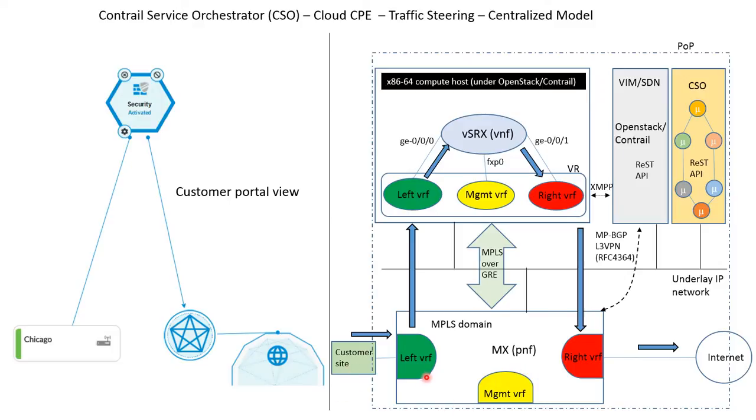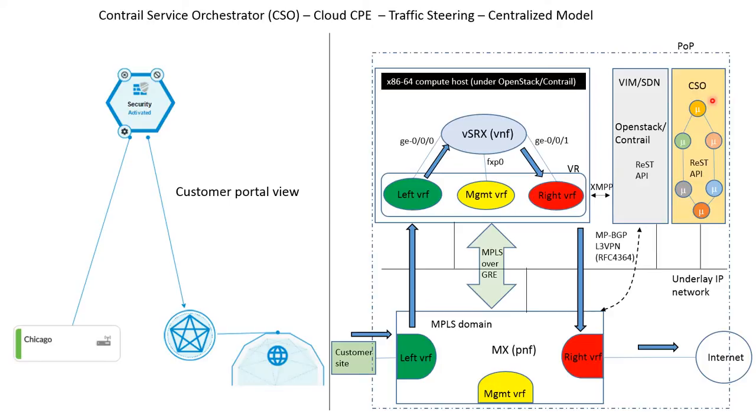We have a remote site. That remote site connects to this physical MX device. We also have a cloud, basically, that is comprised of several entities. One of these entities is OpenStack and Contrail, OpenStack being the virtual infrastructure manager. The SDN component is Juniper Contrail. The new application that I just mentioned under Network Functions Virtualization is the Cloud CPE solution, also known as Contrail Service Orchestrator.